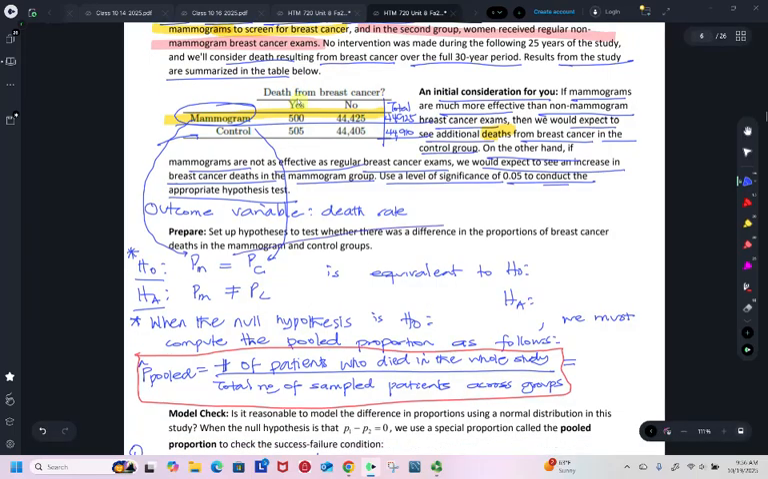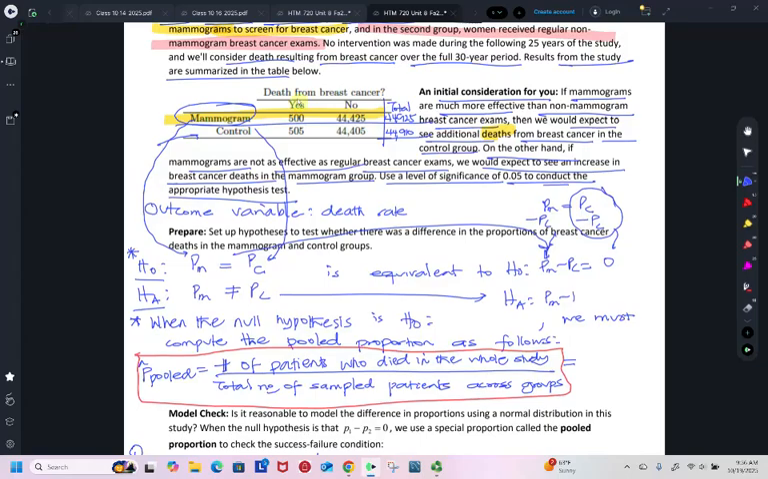And take note that based on algebra, if I have PM equals PC, if I subtract PC, the proportion of deaths in the control group, from both sides, I would have on the left-hand side PM minus PC, whereas since I have the same quantity on the right, I will have 0 on the right-hand side. And the alternative then will be equivalent to saying the difference between these two groups is not nothing. If it is not nothing, then it is significant and it should command some attention.